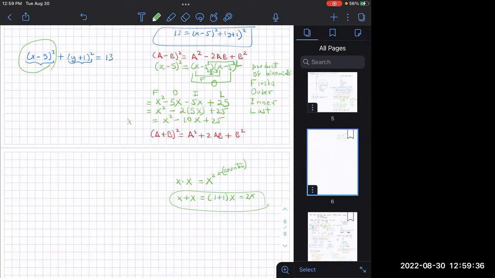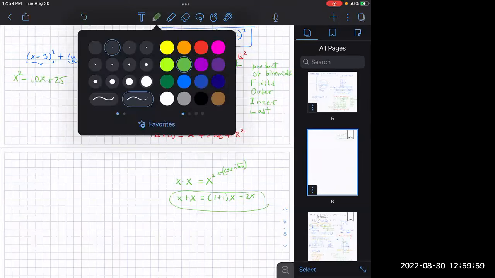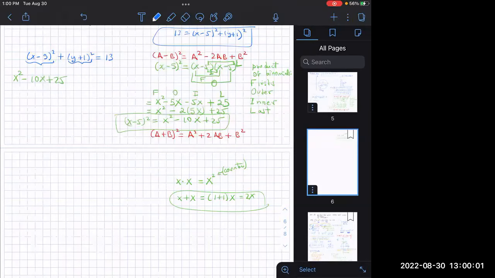x minus 5 quantity squared is all that. So that is going to replace that. Okay, so now we have, instead of x minus 5 squared, what do I have? x squared minus 10x plus 25. Yes. Okay. Now let me compare that with what I was saying before.